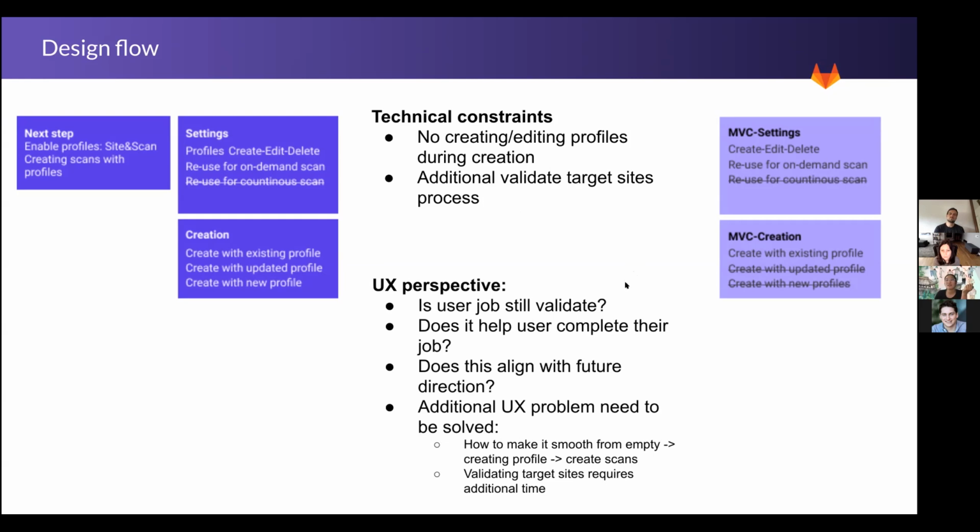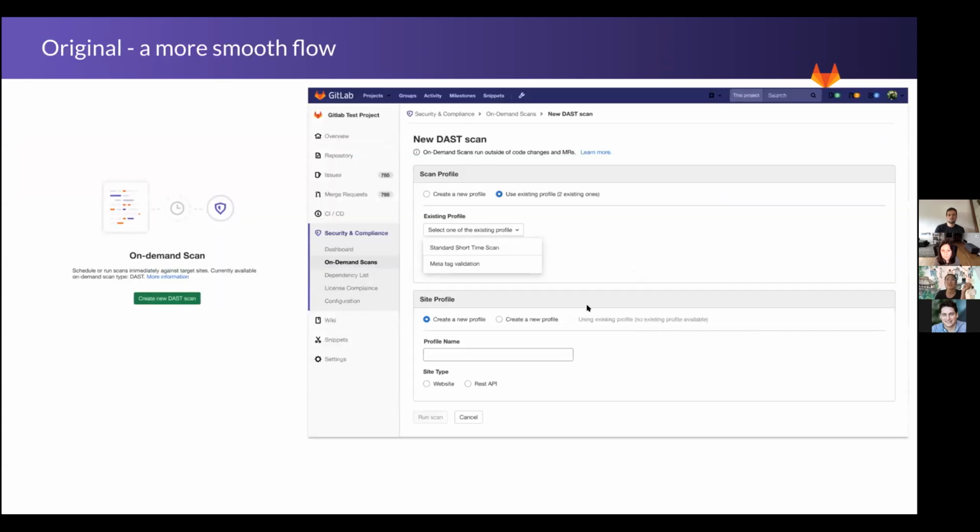And then I came up with an additional UX problem that we need to solve. I will explain in detail later. So this is the original design that I was thinking of with the profile. Just to quickly explain the profile: a profile is a group of settings that the user can save and reuse. A scan profile is about scan type, and a site profile is where the user scans their application. It could be a website, it could be an API, anything that the user wants to scan.